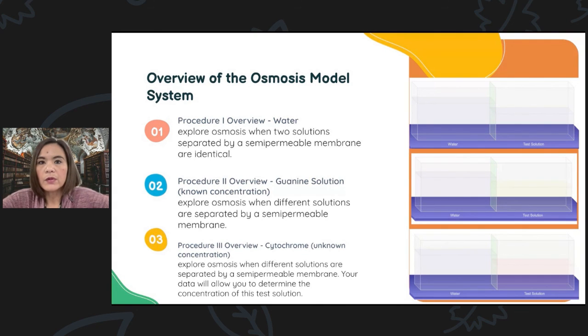And for the third procedure, you're going to take a look at cytochrome with unknown concentration compared to the water. So you're going to explore in procedure three when different solutions are separated by a semi-permeable membrane. And this will also allow you to determine the concentration of this test solution.